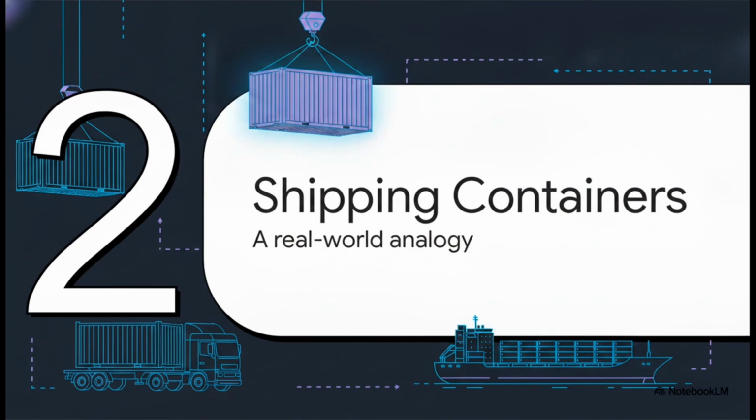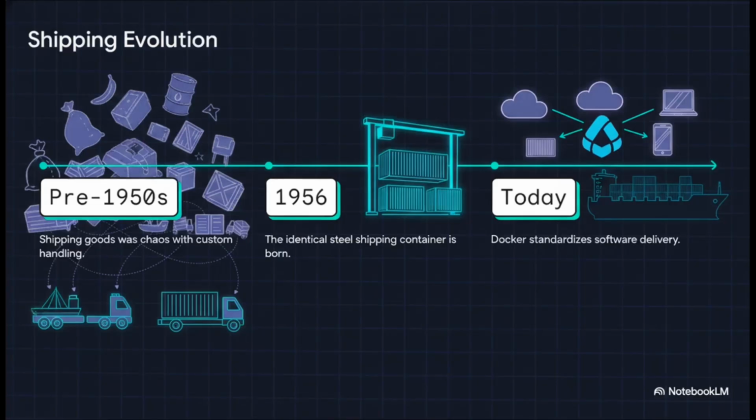Moving right along to section 2, the shipping container solution. What's really interesting here is that the tech industry actually didn't invent the solution to this problem. We flat out borrowed it from the physical world. Think about the history of shipping. Before the 1950s, shipping physical goods around the world was absolute chaos. A crate of bananas, a barrel of oil, a stack of furniture, they all needed different handling, different trucks, and totally different loading crews. It was slow, it was expensive, and stuff got damaged all the time.